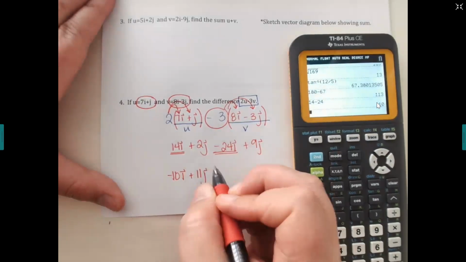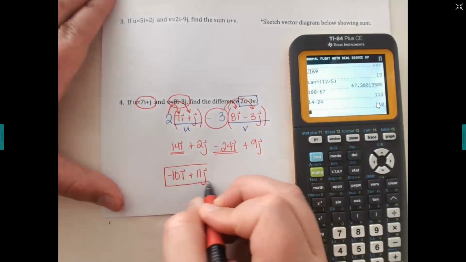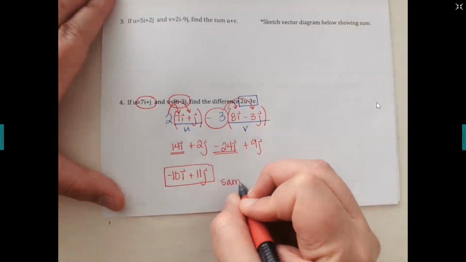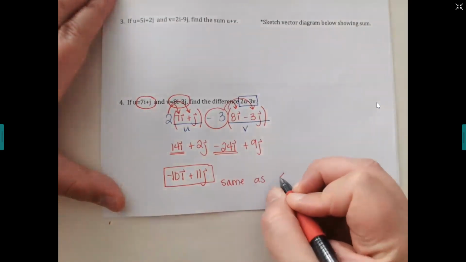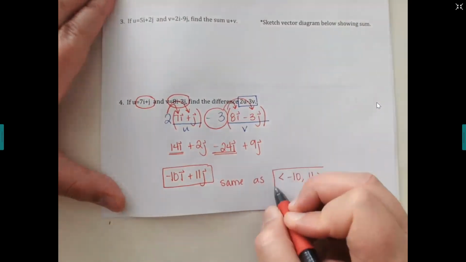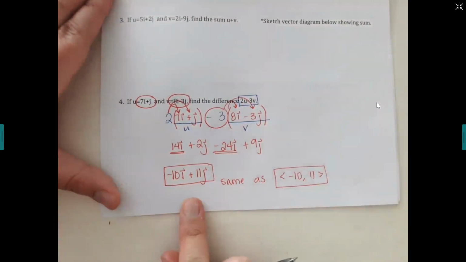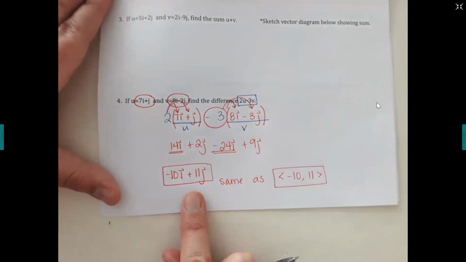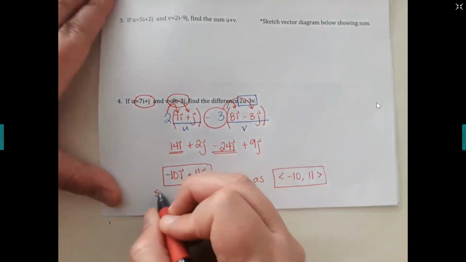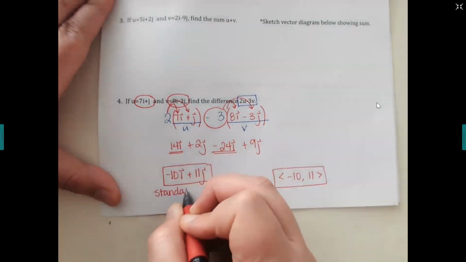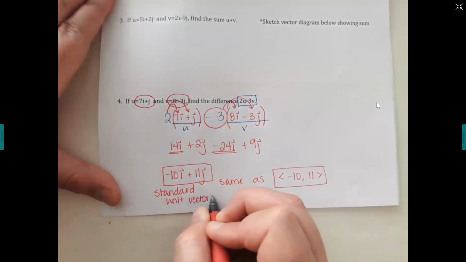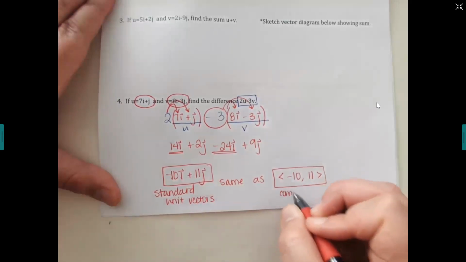Also keep in mind, since your exam is multiple choice, that would be the same as -10, 11. So remember that these are your standard unit vectors, versus this, which would be component form.